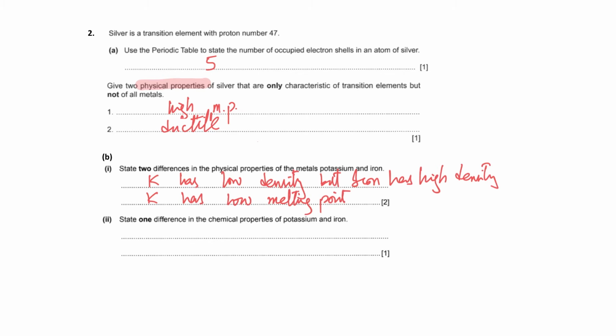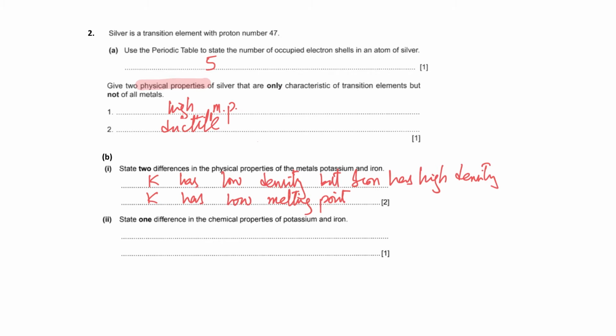State one difference in the chemical properties of potassium and iron. So chemical properties of metals are pretty similar. They all lose electrons, but how many, that varies. So potassium can always lose one electron. That's what it does. But iron can sometimes lose two, sometimes lose three.